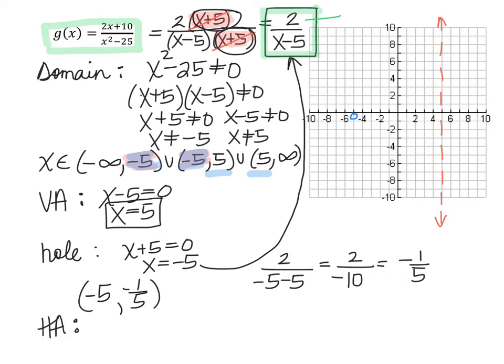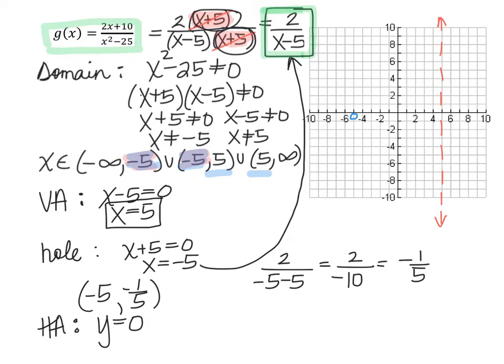So if we analyze the numerator of the simplified function, we're going to notice the numerator, which is just a constant, 2, that's degree 0. And the denominator, x minus 5, that's going to be degree 1. So the numerator has a degree smaller than the denominator, which means that your horizontal asymptote will be the horizontal line y is equal to 0.